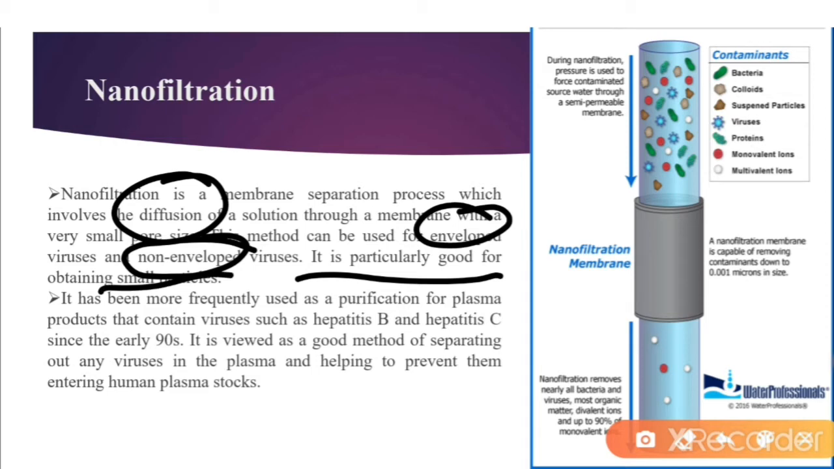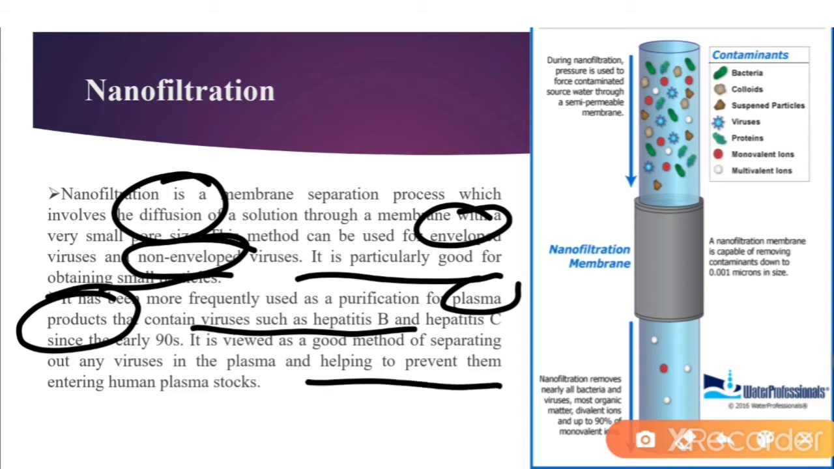In this technique, mostly plasma products are purified, which contain viruses such as hepatitis B, C in the early 90s. It is viewed as a good method for separating any type of viruses in the plasma and helping to prevent them from entering the human stocks.